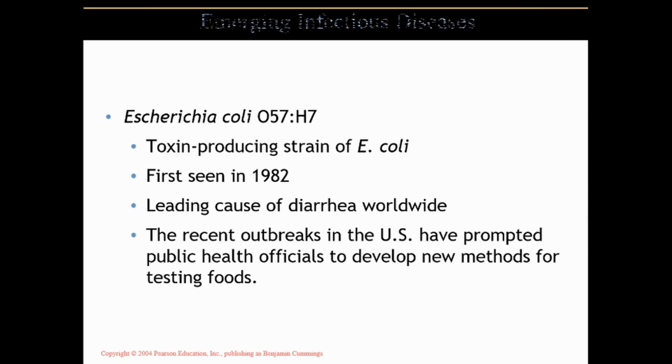E. coli O157:H7. So this is not the E. coli that's living in our large intestine. This is a toxin-producing strain. It produces a toxin called the Shiga toxin, which creates real problems in the lower GI. It's the leading cause of diarrhea worldwide, and it was first seen in 1982. Recent outbreaks in the U.S. have prompted public health officials to develop new methods for testing foods to see if the foods contain E. coli O157:H7.